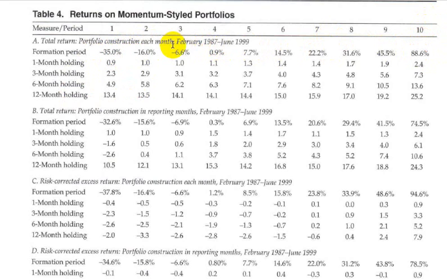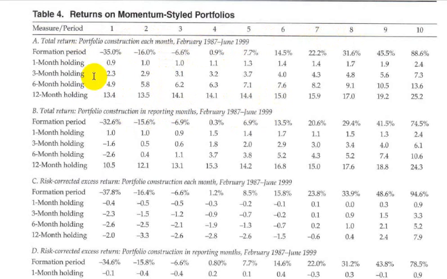And there are two different construction methods here. One of them, which is this panel A, is they construct a new portfolio every month. And so this would mean that at any one time, about 10% of the entire portfolio across all of the deciles is rebalanced. And in panel B, they only rebalance in the reporting months, the earnings reporting months.